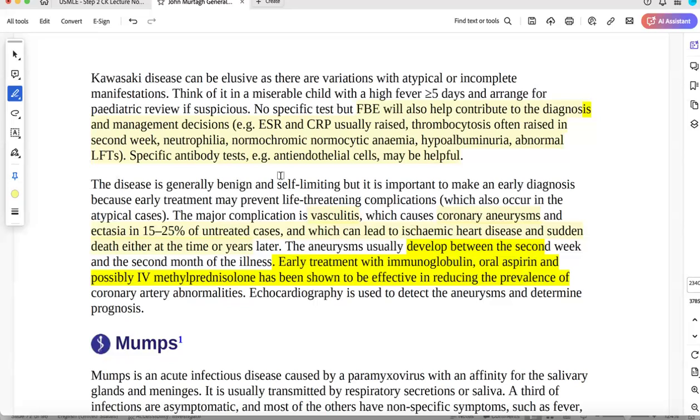Investigation. So initially you can do full blood inflammatory marker, but the most important thing is to get the coronary aneurysm by doing an echocardiogram as a baseline at 2 weeks and 6 weeks.